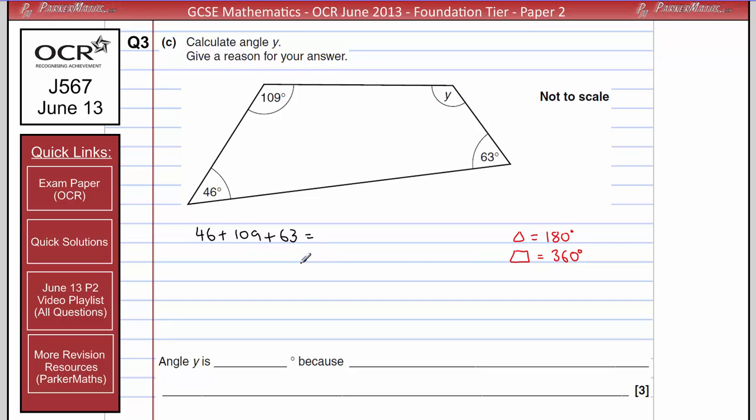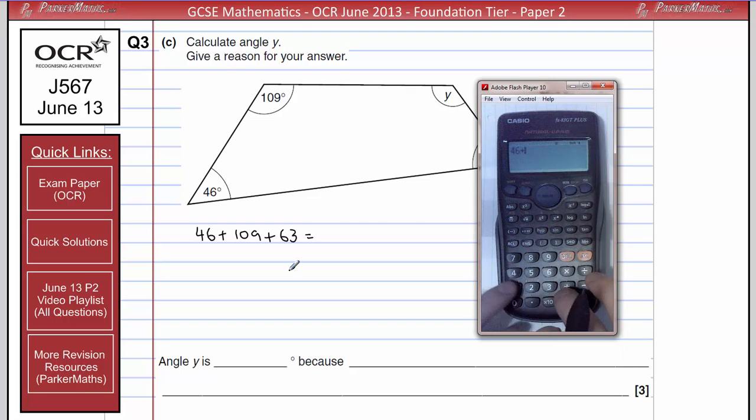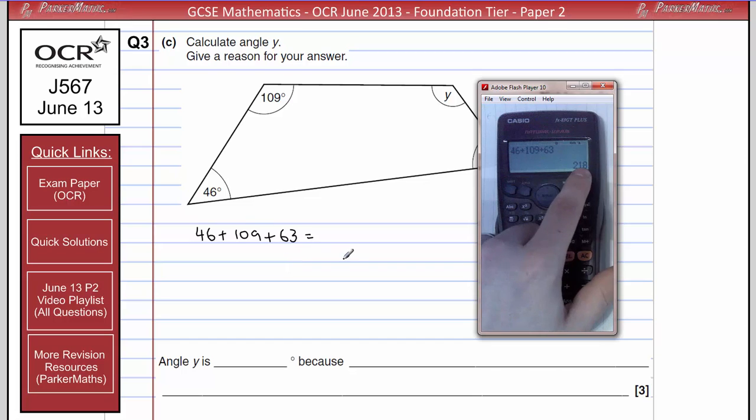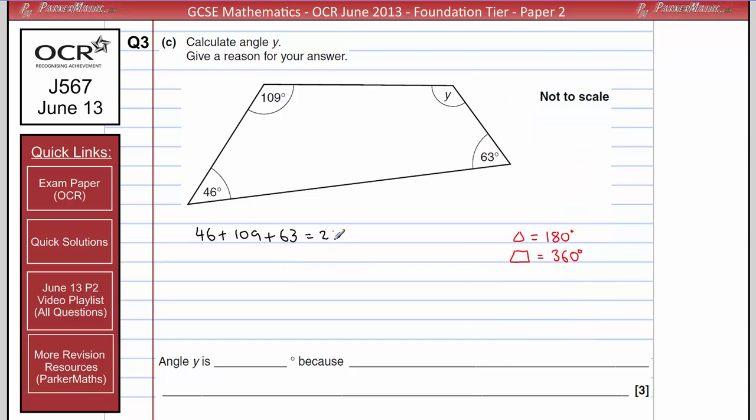I'm going to do it on the calculator so I can show you some functions on your calculator which you may find useful. So we'll do 46 plus 109 plus 63. And that gives us 218. Remember, leave this answer on your calculator because we're going to use it later on. So it's 218. So to find Y, remember we've got 360 degrees altogether, and we're going to subtract the bits we know. And whatever we've got left over will have to be this angle here.